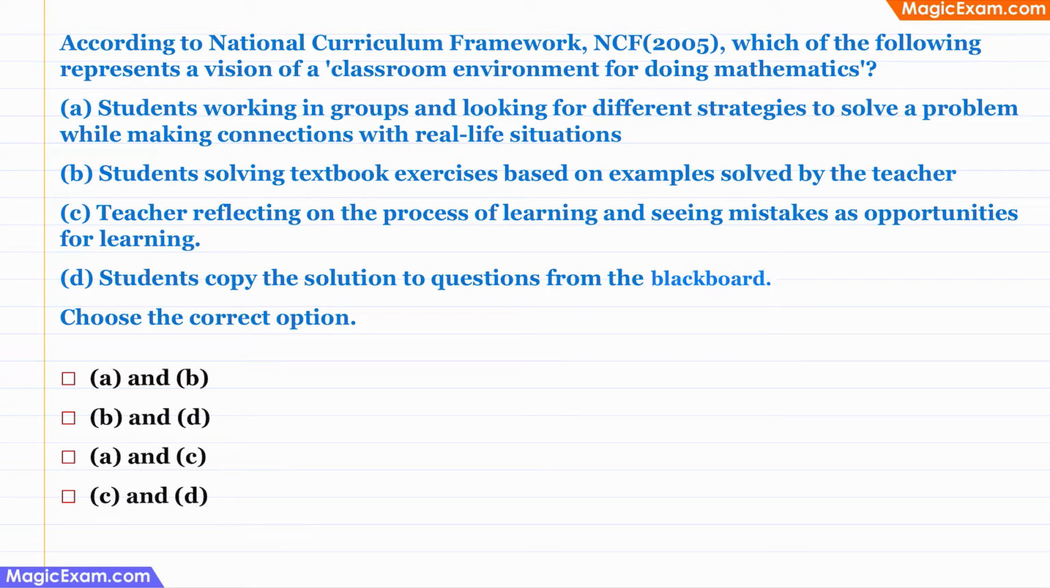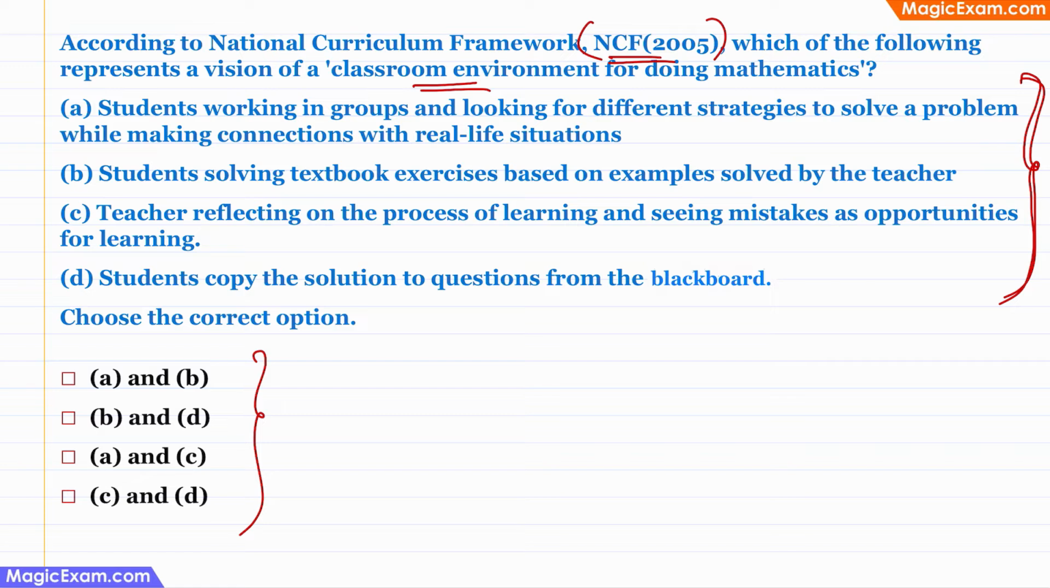According to the National Curriculum Framework, that is the NCF 2005, which of the following represents a vision of classroom environment for doing mathematics? So we have been given 4 statements here, and since all the answer options have 2 statements, we have to identify which 2 of these 4 statements are correct as per what is mentioned in the NCF 2005. So broadly, what does this National Curriculum Framework say? It emphasizes on a progressive classroom. It emphasizes on group learning or learning through social interaction. And it also emphasizes on the active participation by all students.